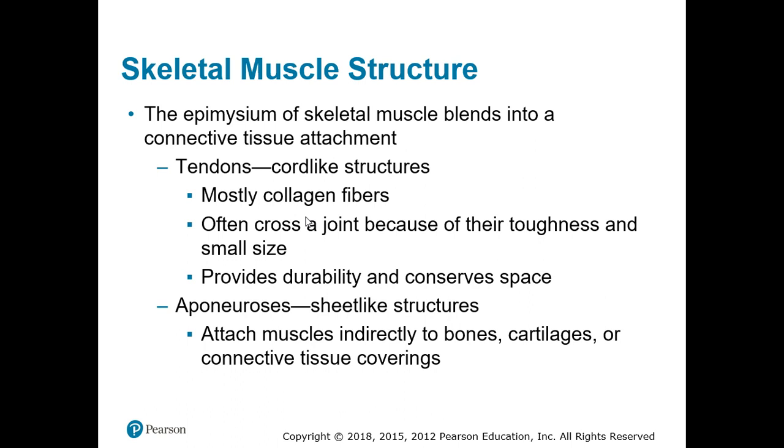Now, the epimysium of skeletal muscle blends into whatever connective tissue attachment that it's making. For example, tendons, these are cord-like structures. They're mostly made up of collagen fibers, so they're pretty tough. And they're often going to cross a joint. Because of their toughness and small size, it actually allows them to provide durability while also conserving space in your body because there's a lot going on. Aponeuroses, these are sheet-like structures, and these also attach muscles indirectly to bone, cartilage, or other connective tissue coverings as well, such as your skin.